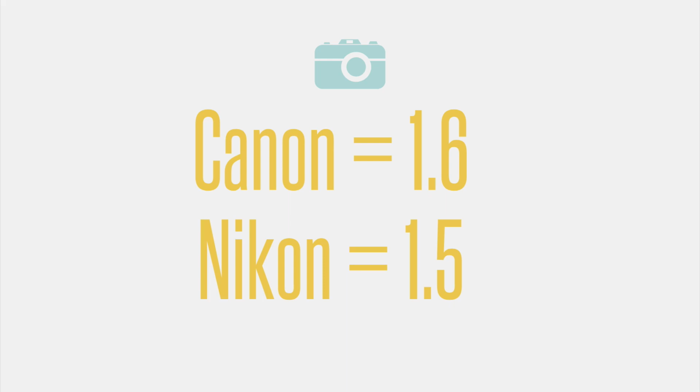So how can we see how a lens is going to perform if we have a crop frame camera? Well, it's very simple. What you need to do is take the focal length and then multiply that by a number. That's going to be 1.6 if you use Canon or 1.5 if you use Nikon. So for example, if you were using a 35mm lens on a crop frame camera, you're going to take 35, that's the focal length of the lens, and then multiply that by 1.5 if you use Canon or 1.6 if you use Nikon. And that will give you around 52.